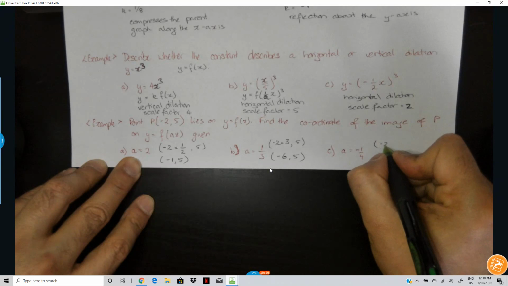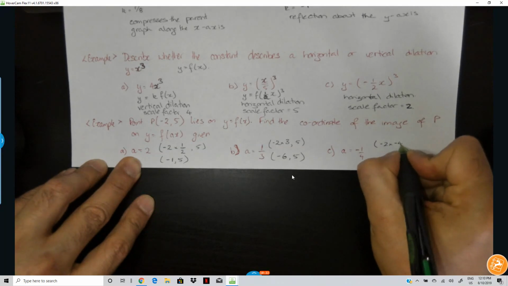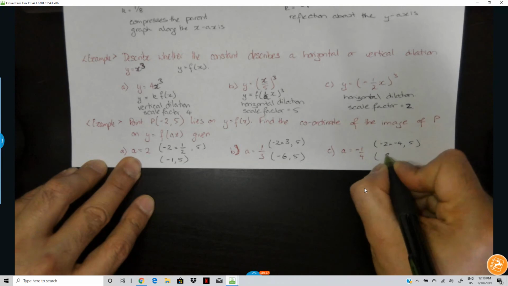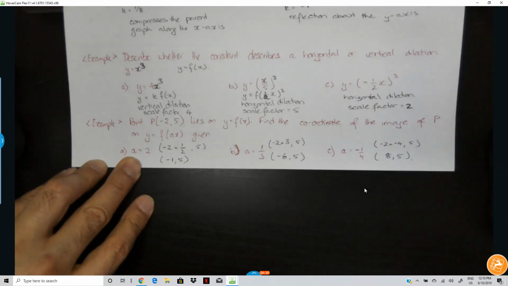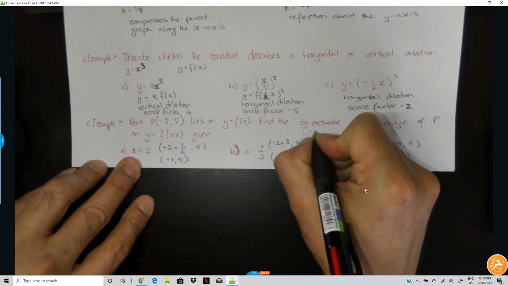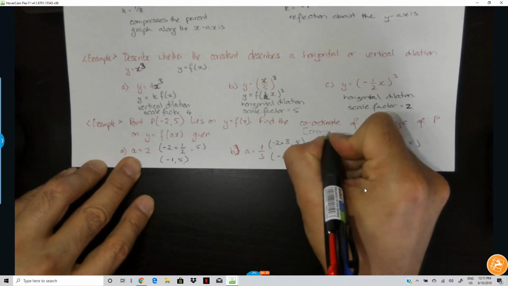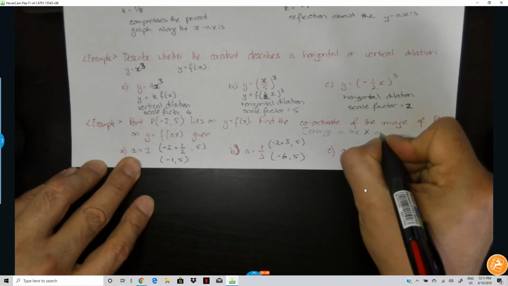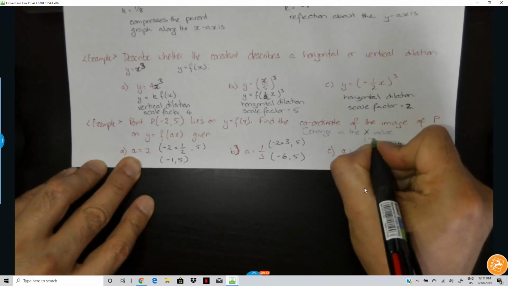Here we're going to multiply it by -4, so it becomes (+8, 5). So this is a change in the x value through multiplication.